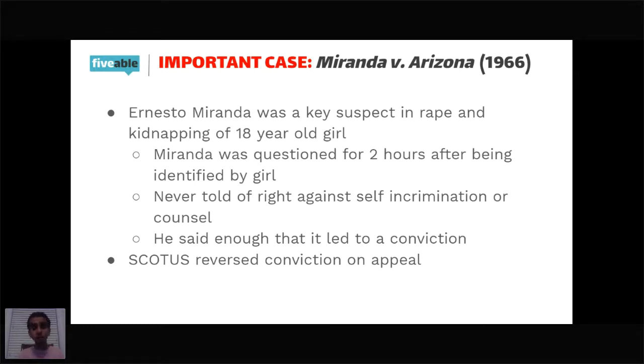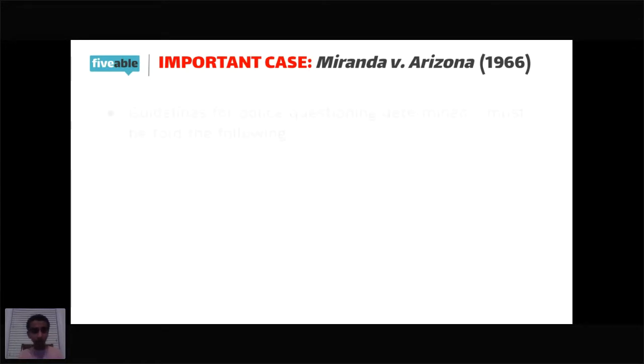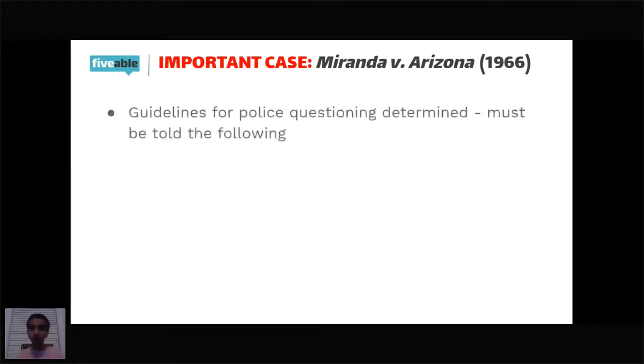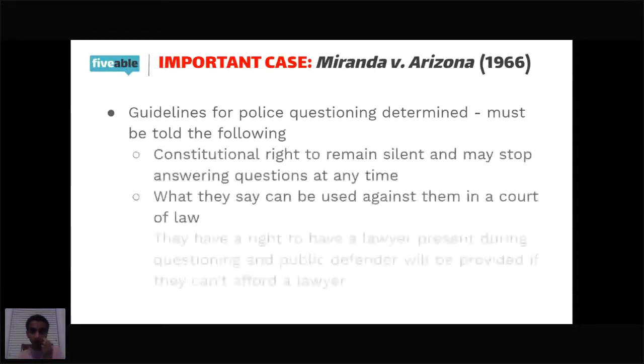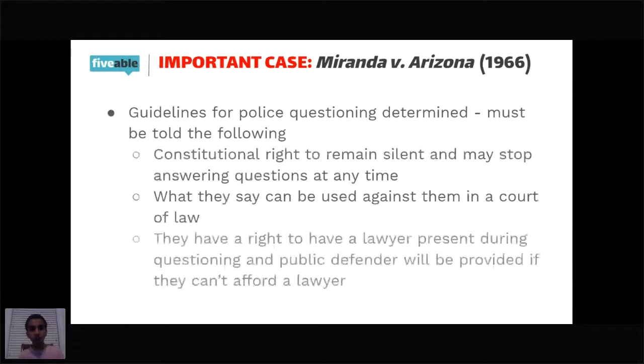Now, he appealed to the Supreme Court based on the Fifth and Sixth Amendments, and the Supreme Court reversed the conviction on his appeal. What they said was that the guidelines for police questioning include warning of self-incrimination, warning that anything you say can be held against you. These are the things that are required for the police to say right after your arrest or before you are questioned, really before you're talked to.